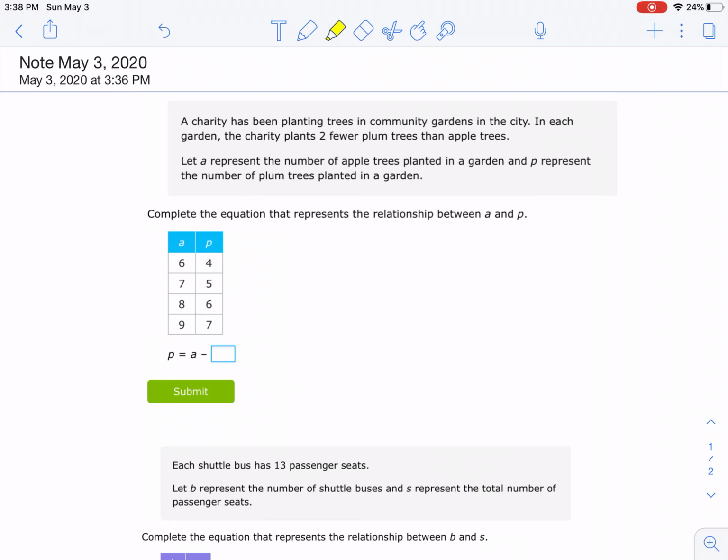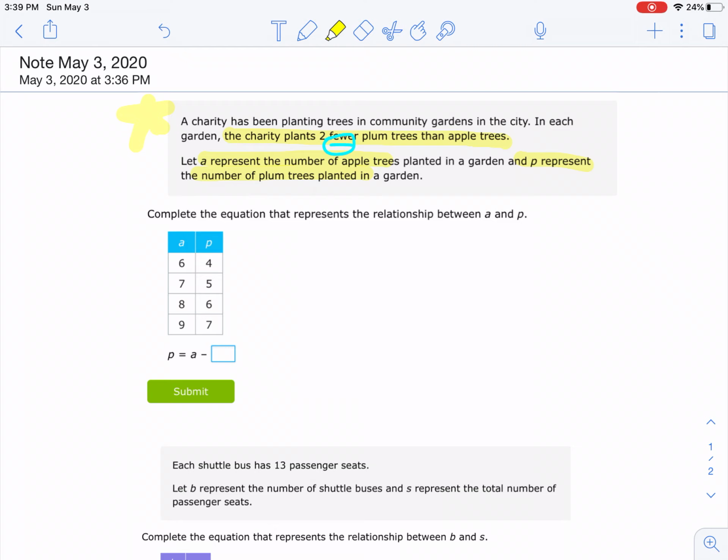It says, a charity has been planting trees in community gardens in the city. In each garden, the charity plants 2 fewer plum trees than apple. That's going to be a big hint right there to help us out. So it's important to really read the word problem because we know that there's going to be 2 fewer plum than apple. Instantly right now, I know fewer means to subtract. So I'm going to put a little subtraction symbol there to help me out. Let A represent the number of apple trees planted in a garden. And P represent the number of plum trees. So I've got A for apple, P for plum. Complete the equation that represents the relationship between A and P.